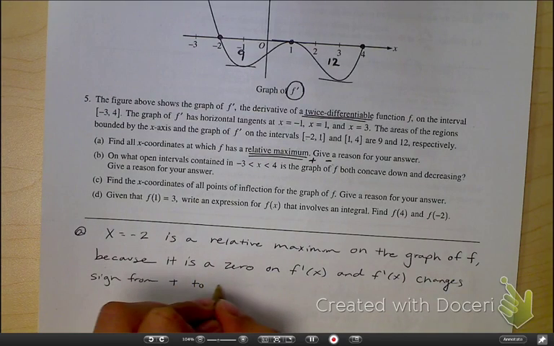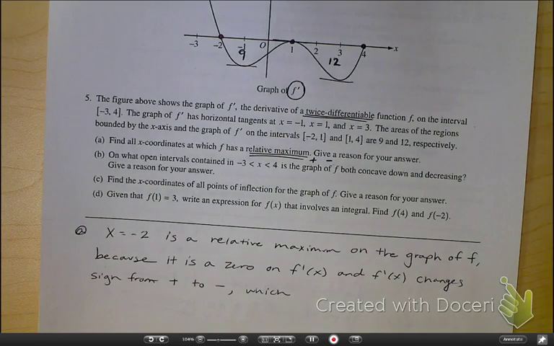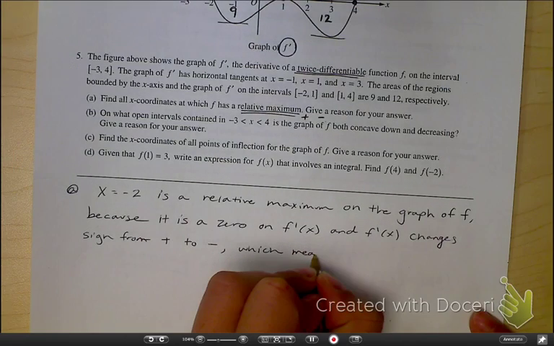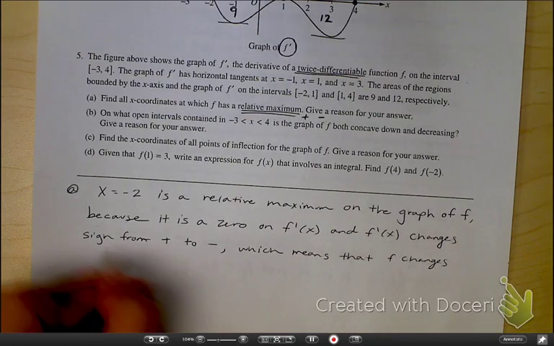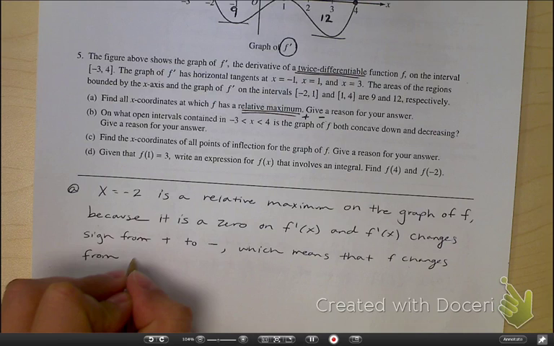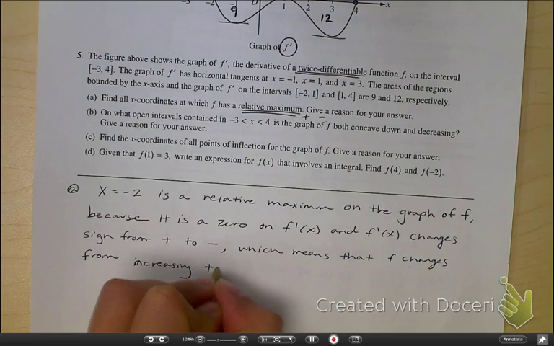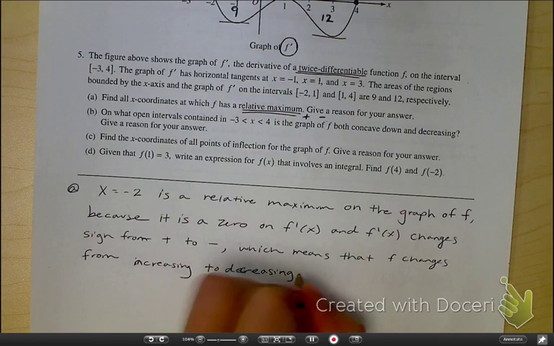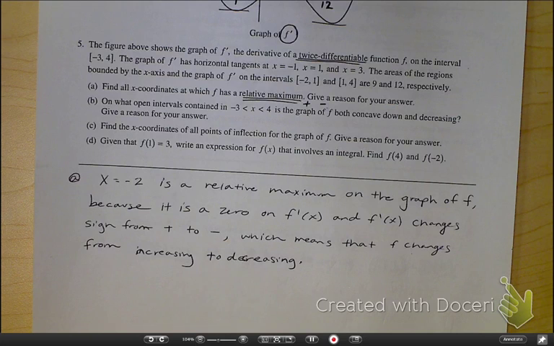to negative. Which means, and I told you I'm an over-explainer, so this is me over-explaining this, that if f prime changes sign from positive to negative, it means that f changes from increasing to decreasing. Again, I'm an over-explainer. You probably could have gotten away with leaving it after this comma. However, I like to make sure that my point is seen.